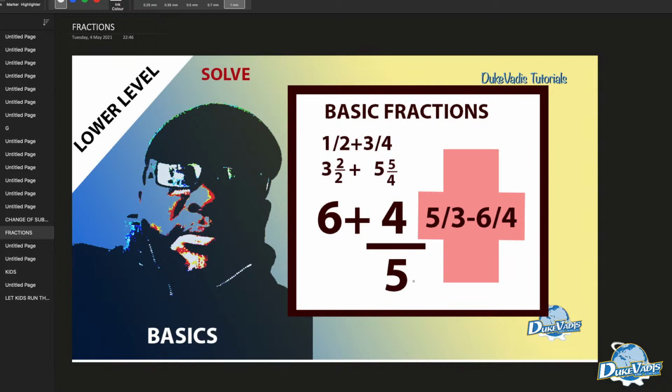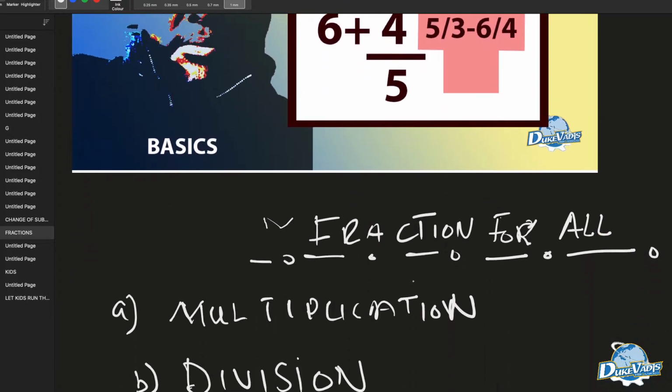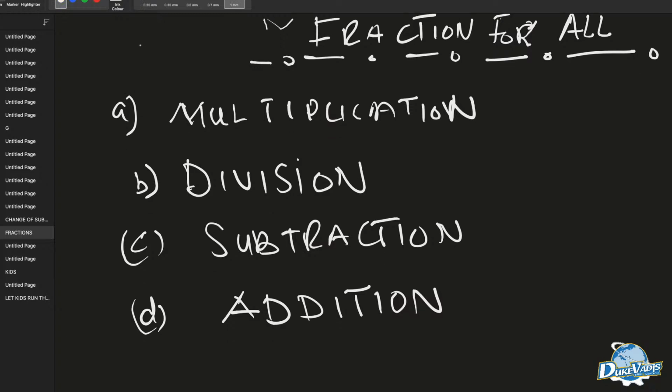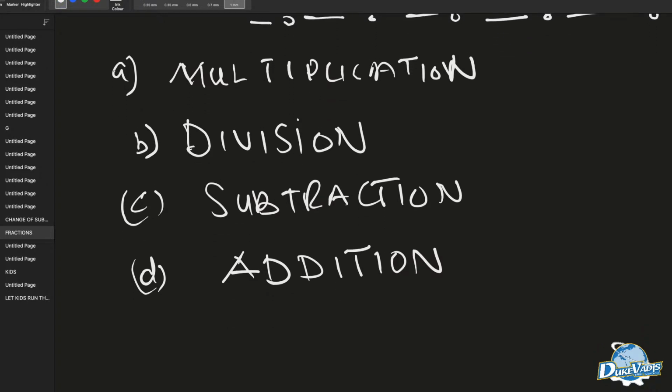Our topics in terms of fractions are multiplication, division, subtraction, and addition. As you can see, we have multiplication, division, subtraction, and addition. That's wonderful, friends. So in the first place, let's look at the multiplication of fractions.